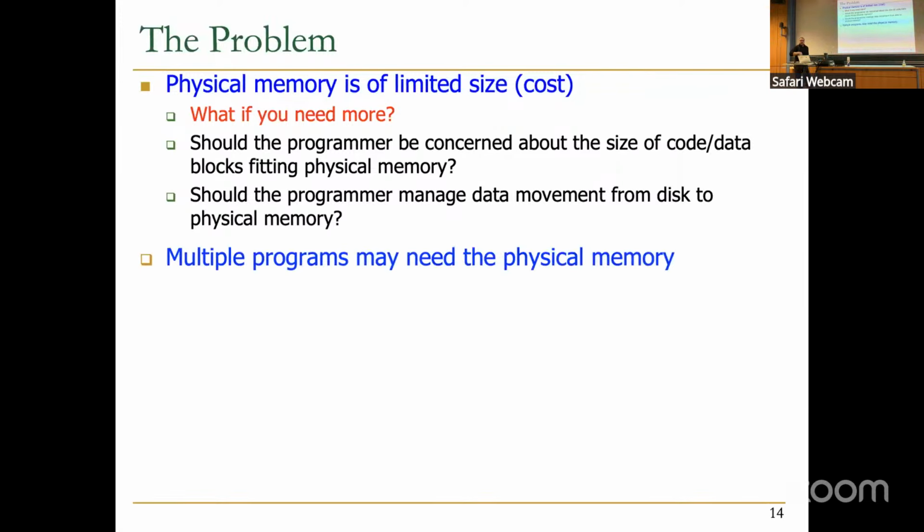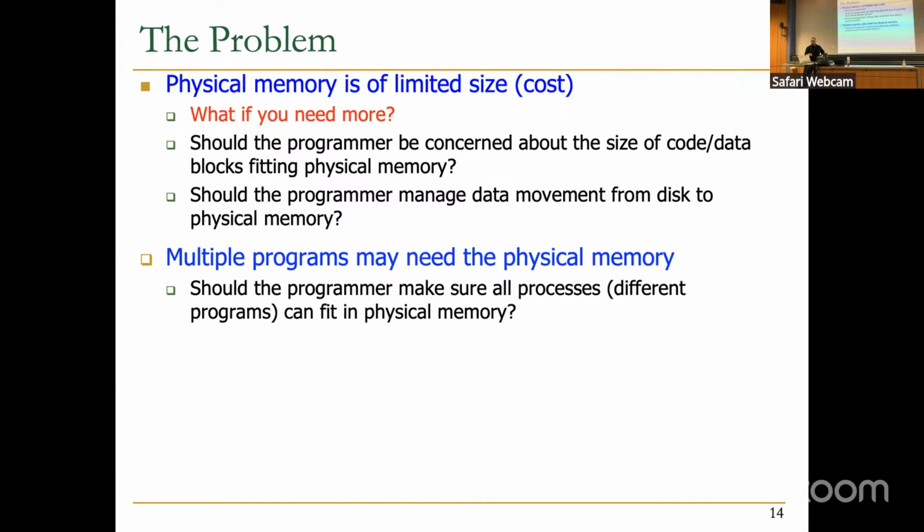Second, we have multiple programs that may need the physical memory. Can anyone think of what would be the problem if we had tenants in the same system that would write using physical addresses? Only physical addresses. Anyone? So the problem basically would be that you would need to coordinate with each other about the physical locations that you are going to use.